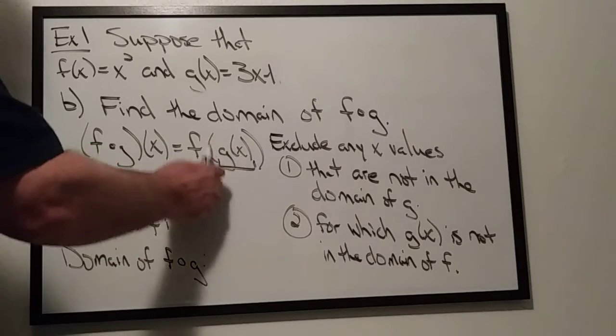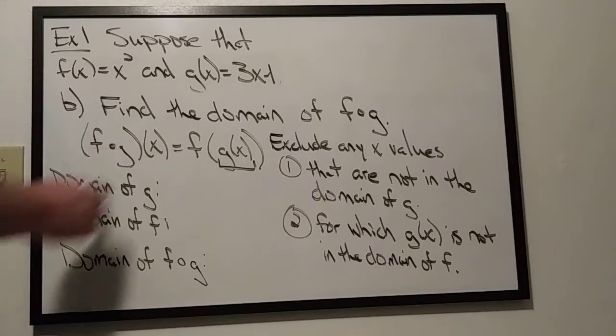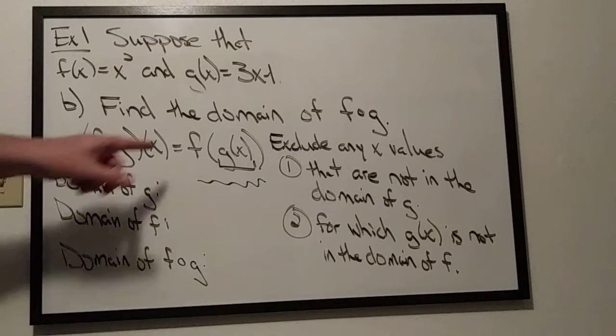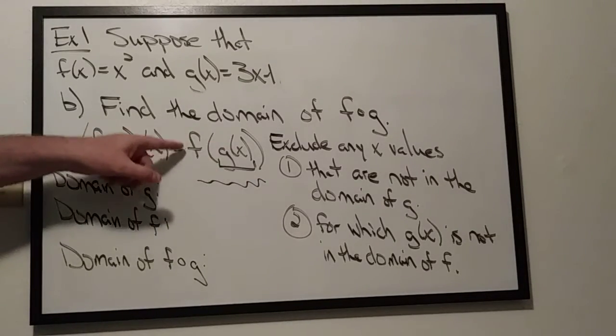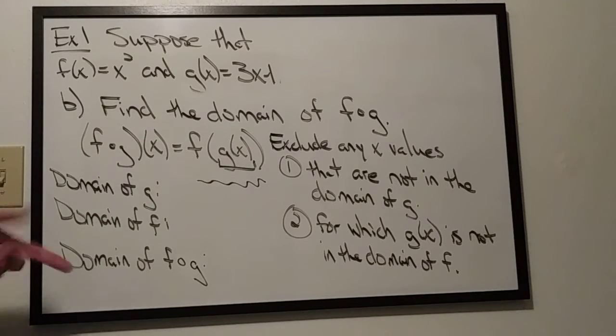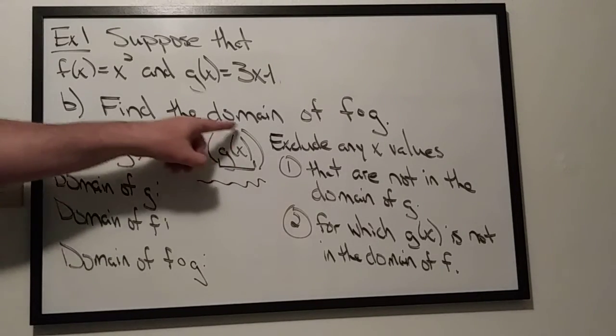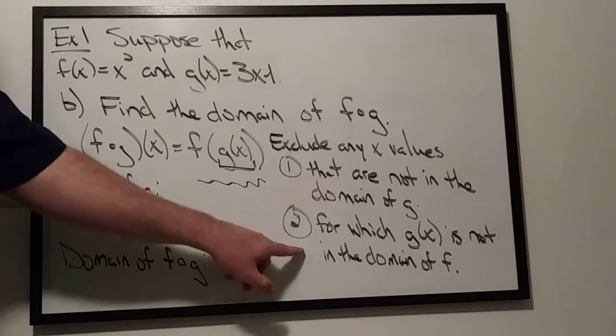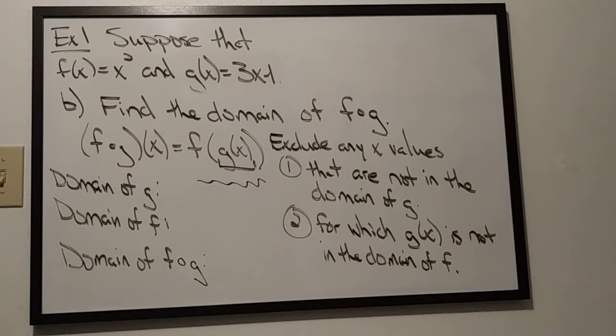So now that we have that item number 1, what happens next? I have to take whatever I find for g of x and plug that into the function f. So it's not that I'm interested in x values that cause me problems for f. It's the g of x values that could cause me problems for f. So for step number 2, I have to be careful about any x values for which g of x is not in the domain of f. Now that we have those ideas, let's check out the domain of f composed with g for this particular problem.